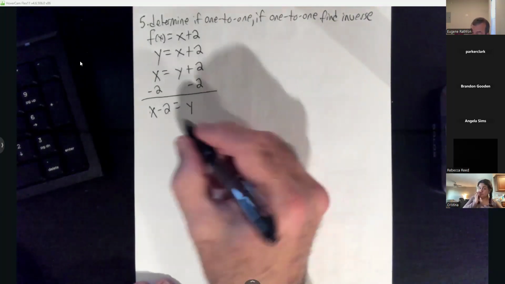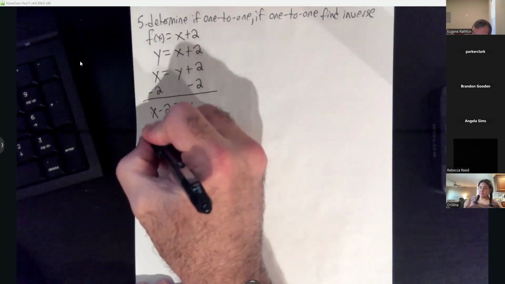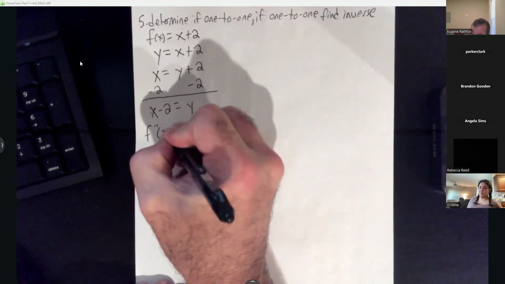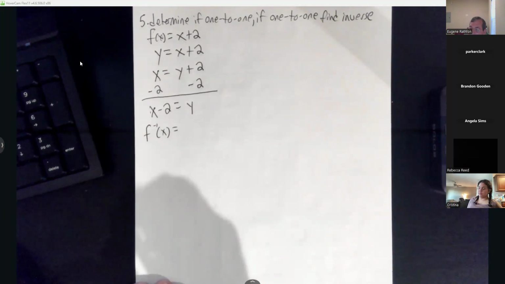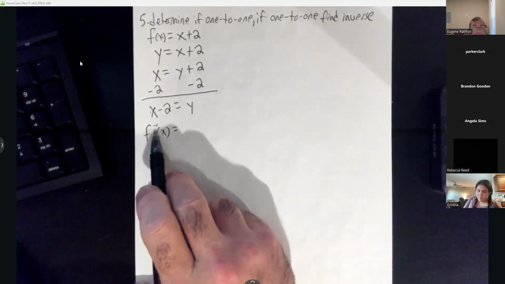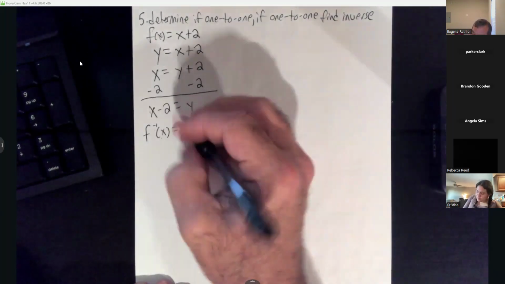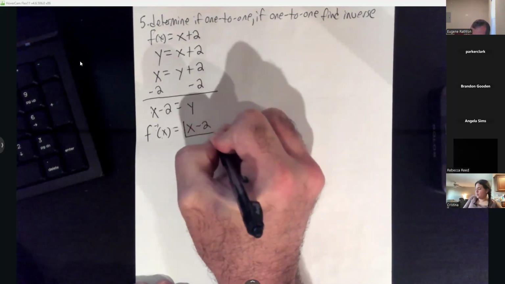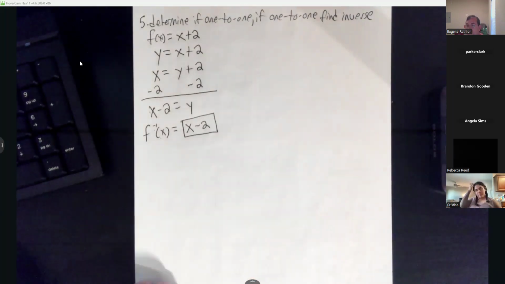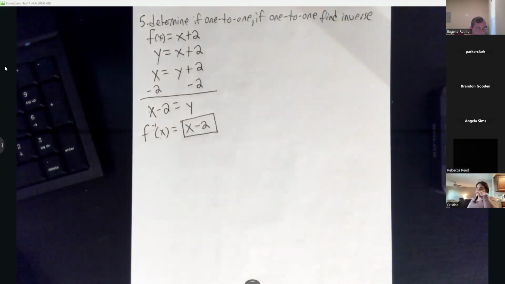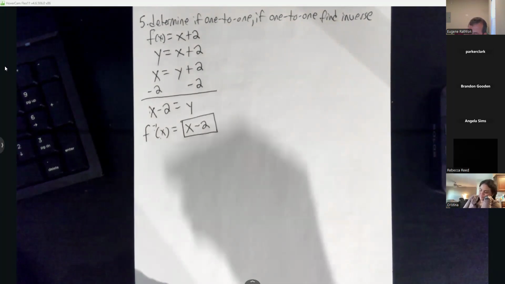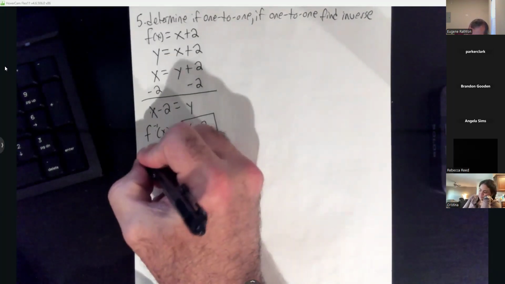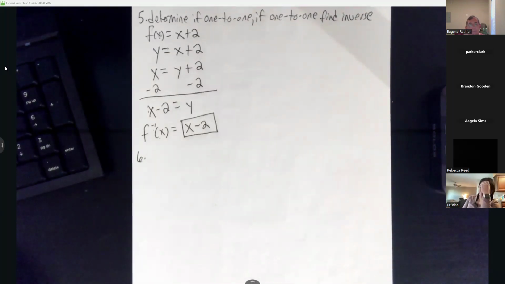And then, y'all, the last step, I turn the y into the f inverse of x notation. Now, MathLab will give you the f -1 of x. All you have to put in is the x minus 2. All right, y'all, so that's your trick on 5.